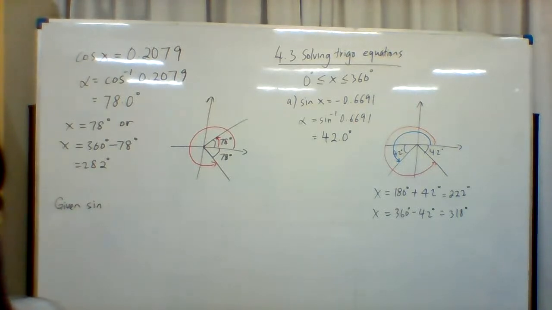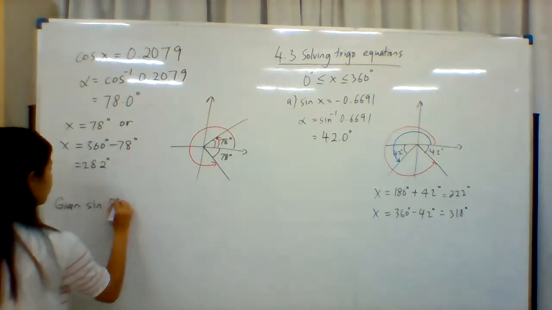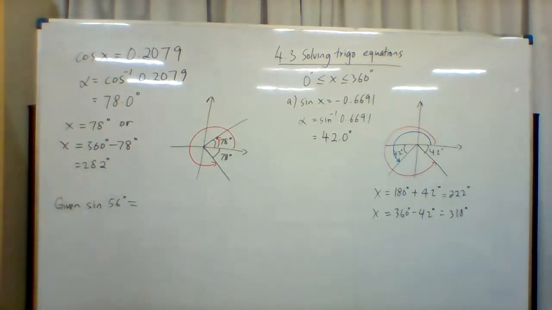Okay, for this question, just remember, find your basic angle, find which quadrant it lies in, and then after that, find the values of your x or your theta. Okay? Now, the next question, if you are given to find sine given this, I want you to find the following.